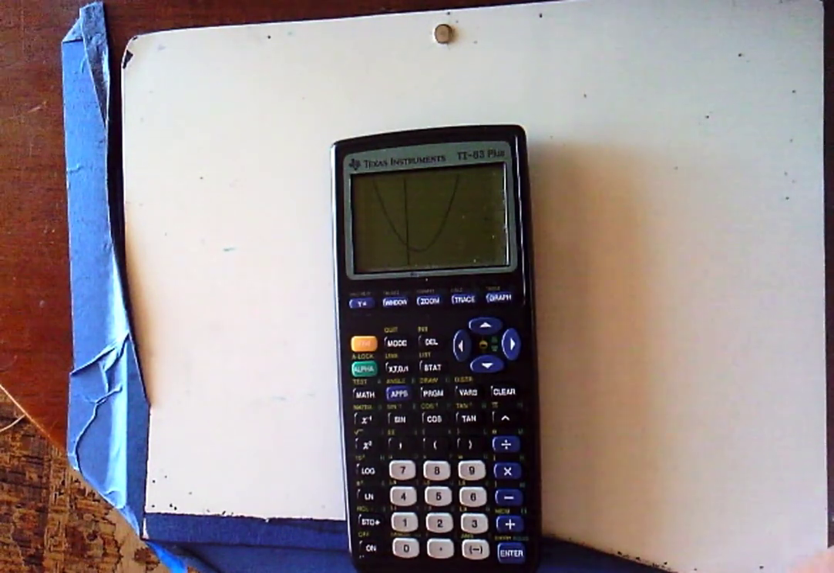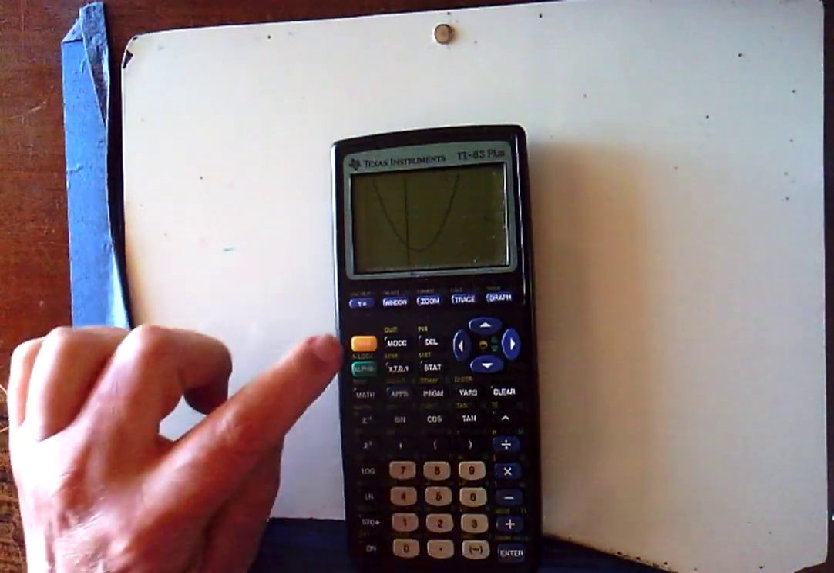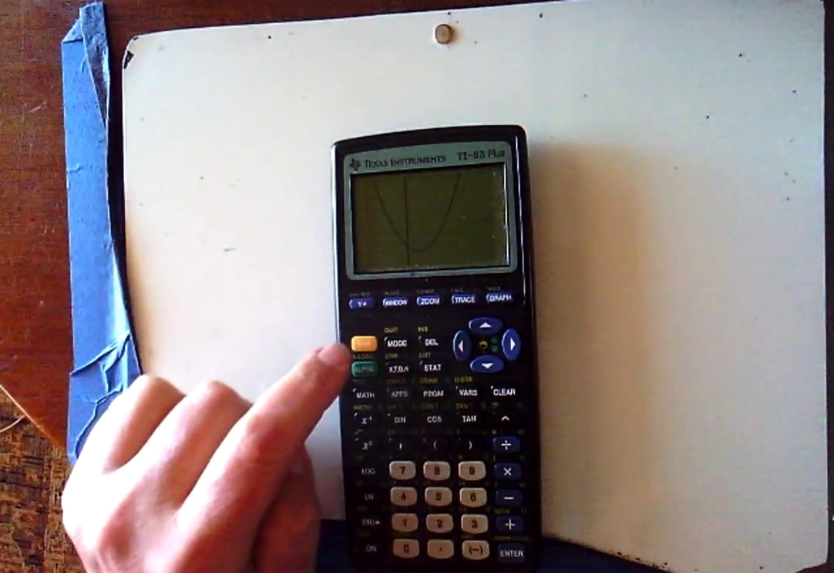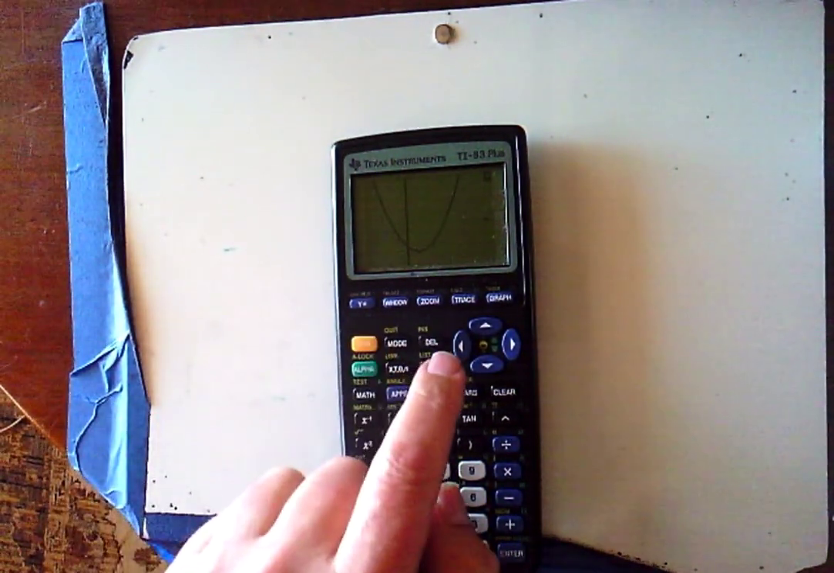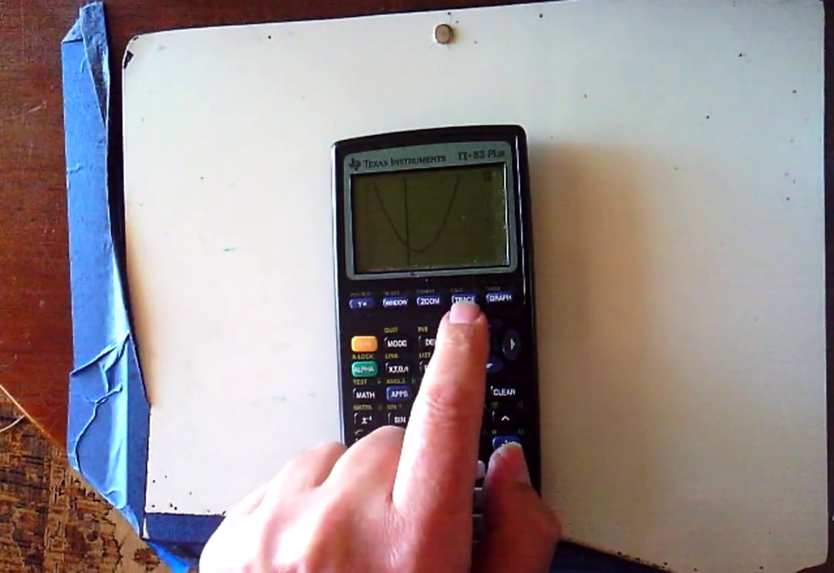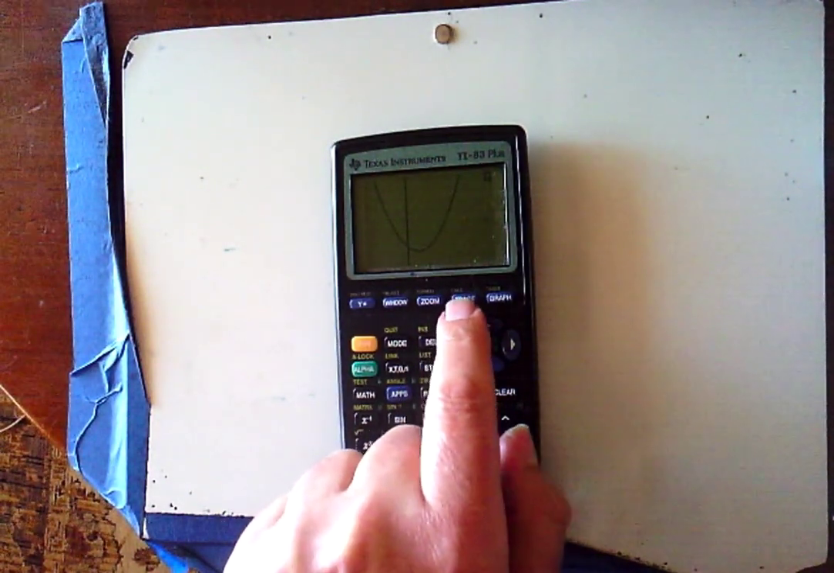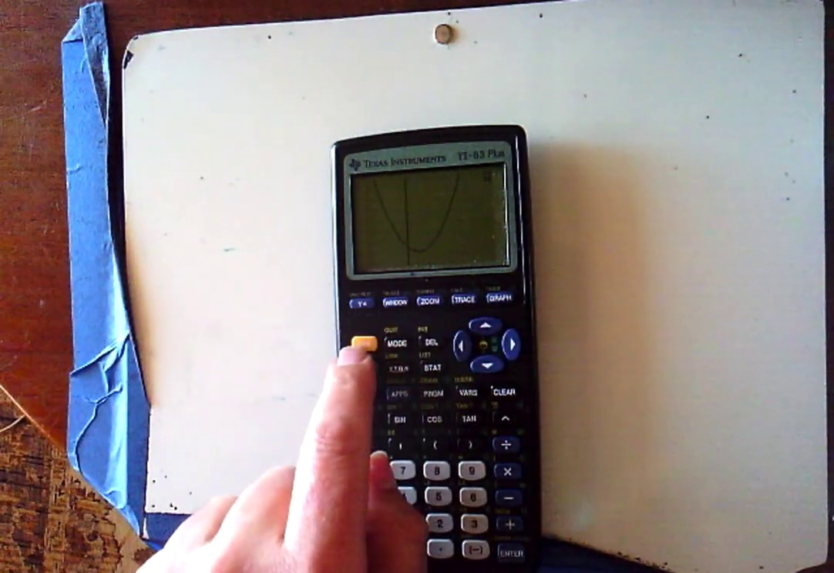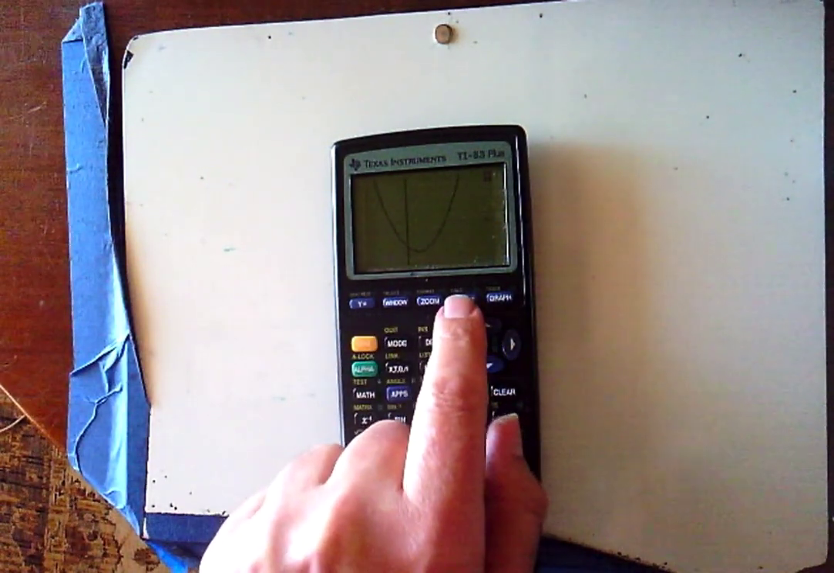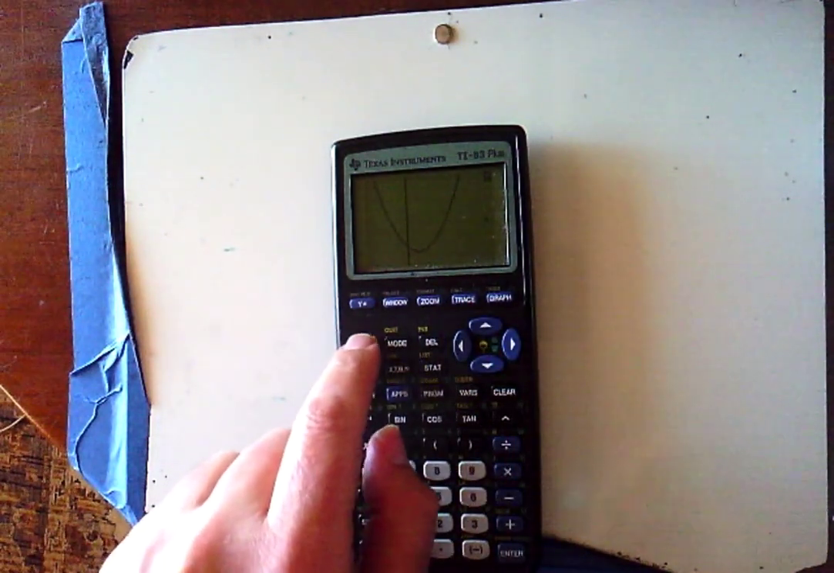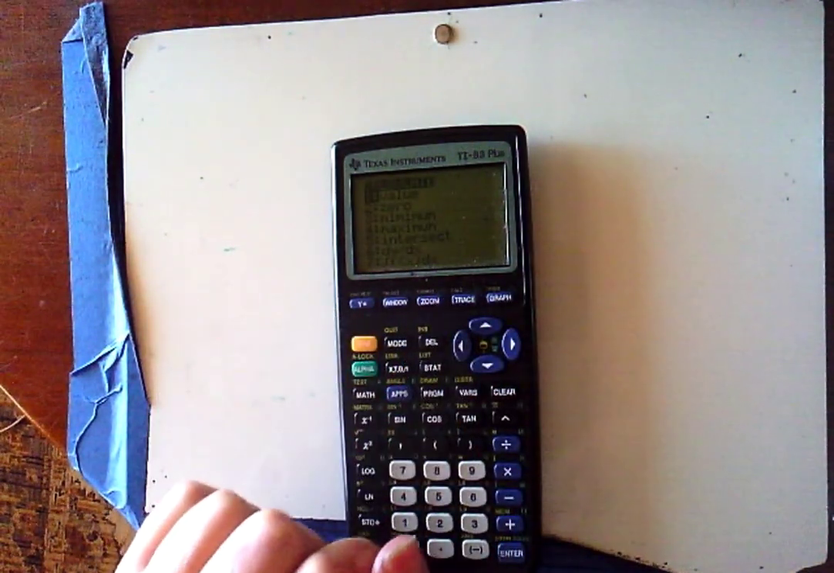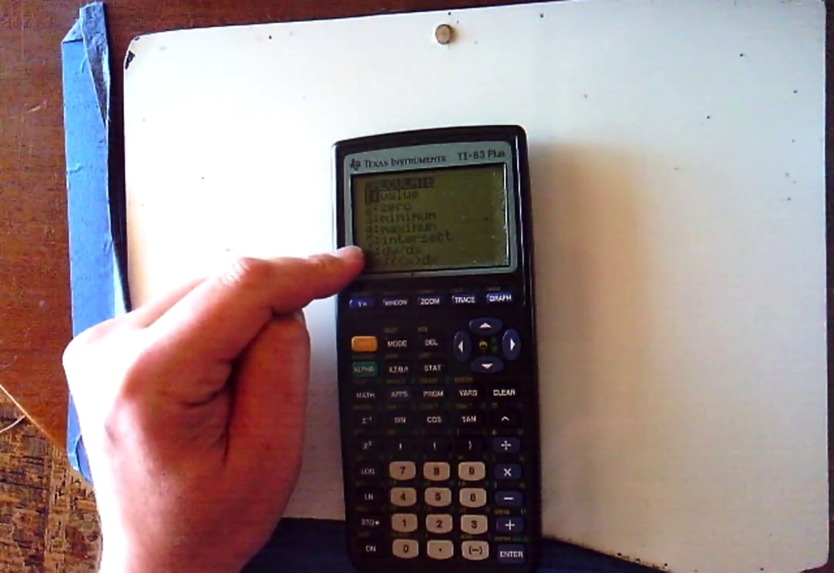Then press the second button under y equals, this button. So we've got the graph. Now I want to press the second button, followed by the calc button. Where's calc? It says this is above trace. So there's trace, and above it is calc. That's why I used the second button, because I wanted to get to that little yellow calc up there. So I've got second trace. And now it gives me all these options.